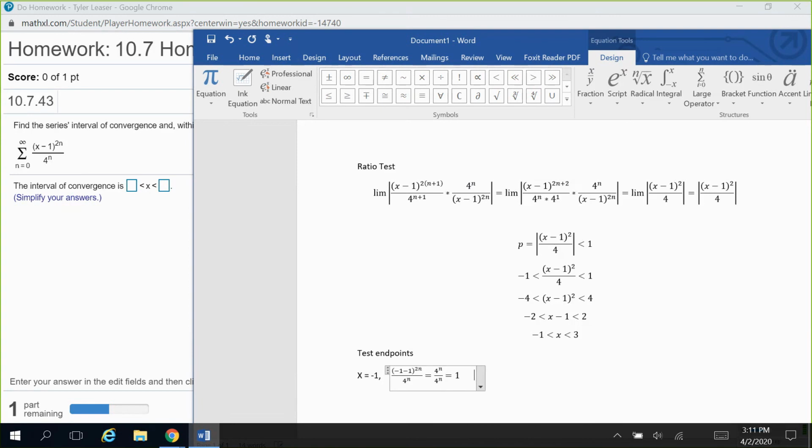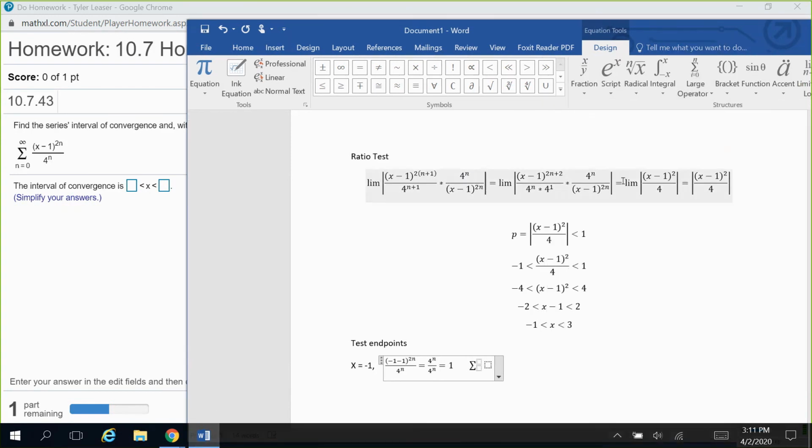What this means for us is that we're taking that infinite series as n goes to infinity of just a constant 1, which is 1 plus 1 plus 1 plus 1 forever and ever and ever, which definitely diverges.